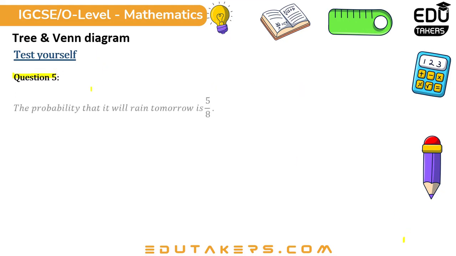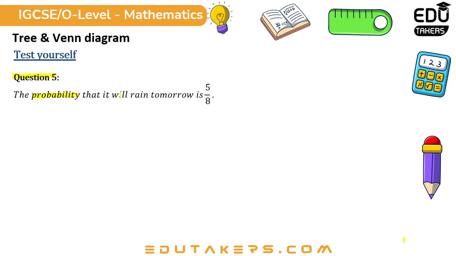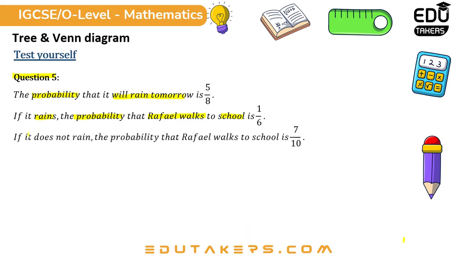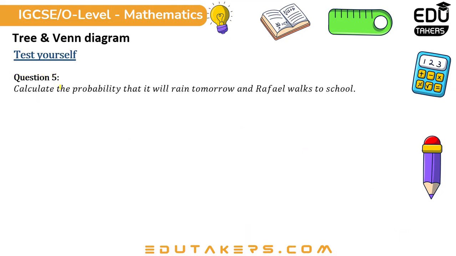Question number 5. The probability that it will rain tomorrow is 5/8. If it rains, the probability that Raphael walks to school is 1/6. If it does not rain, the probability that Raphael walks to school is 7 over 10. Complete the tree diagram. It's a 3-mark question. Calculate the probability that it will rain tomorrow and Raphael walks to school. It's a 2-mark question.